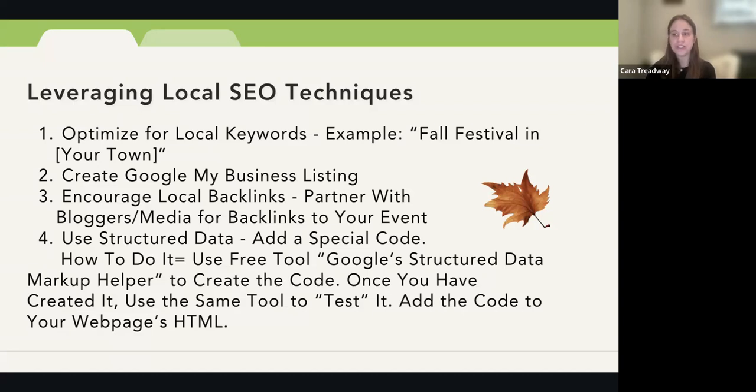Additionally, utilizing structured data is great to improve your search engine results on Google. There is a free tool and it's called Google's Structured Data Markup Helper. It will help you create a code, and then you can test your code with the same tool. And then once your code is created for your event website page, you can add the code to your website HTML. And so this will really boost your search engine presence on Google. And so I've added the steps for this, and it's pretty user friendly. But if you find it challenging, you can always email PJ or I for assistance with this as well.